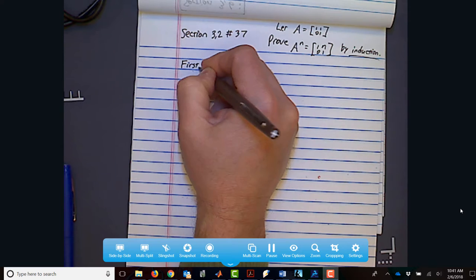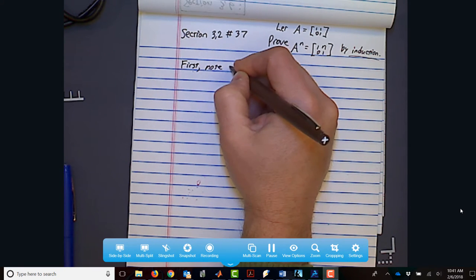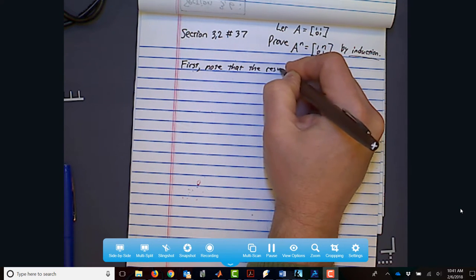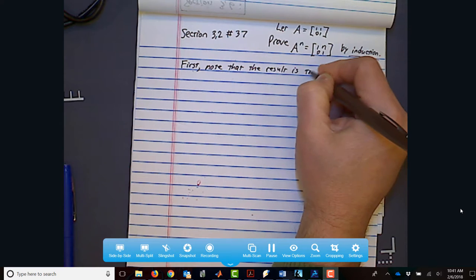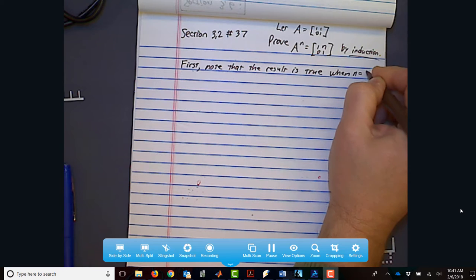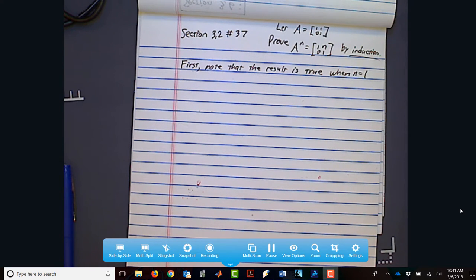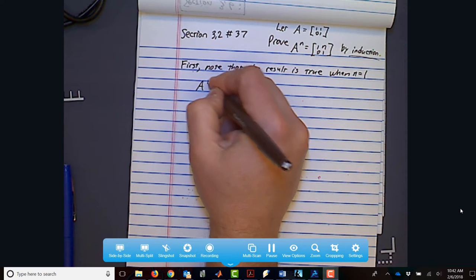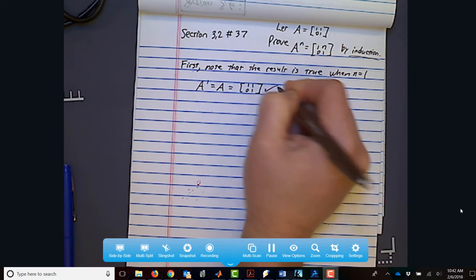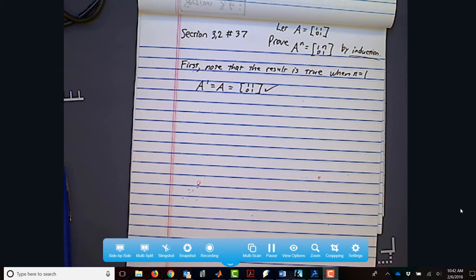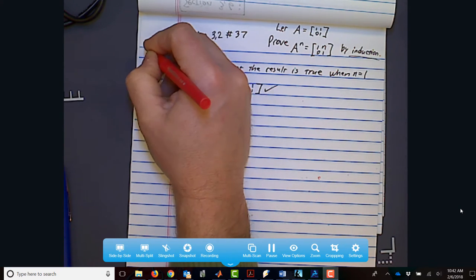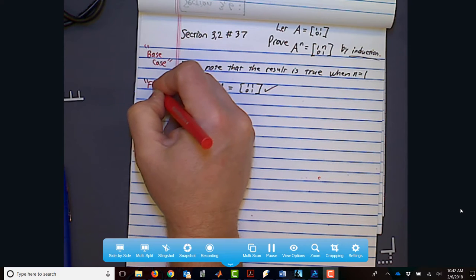First, note that the result is true when n equals 1, right? Because A to the first power is A, which is [[1,1],[0,1]]. Okay? And what you're doing there, this is what I like to call the base case, or the first domino.